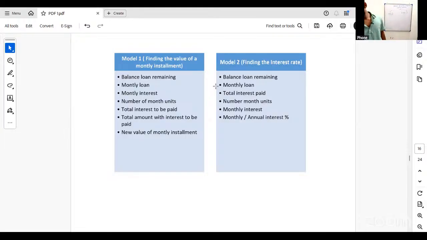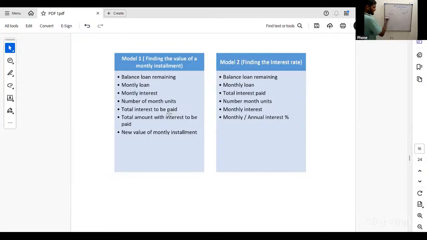You just have a small pattern to learn here, and once you have the pattern, you can memorize these and answer all types of questions in reducing balance. Normally reducing balance questions are very rare, they don't ask much in exams. But in case they ask, only these two models. Keep in mind, no other models.